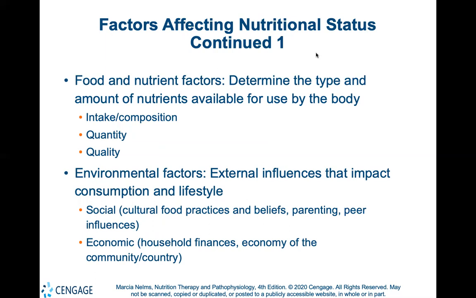Environmental factors such as social and cultural preferences and practices are external influences that impact both food consumption and lifestyle choices. For example, people frequently consume more food than usual at a social event where food is served.